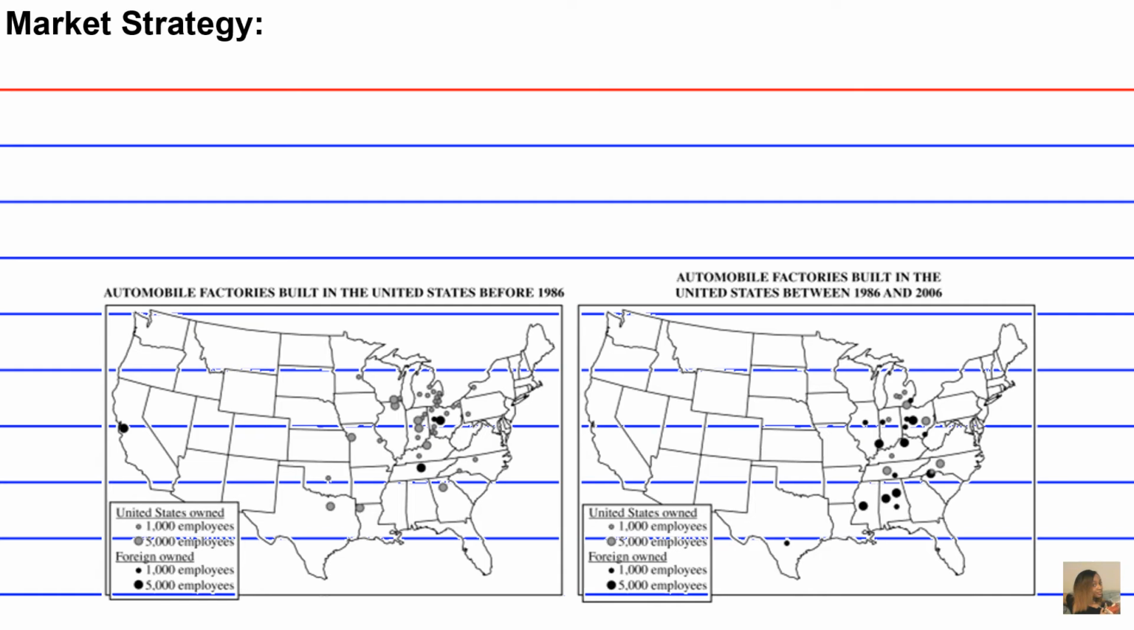A second factor has to do with marketing strategy, more so on the part of international firms rather than domestic firms. So I'll give you a moment to think over and formulate your answer. Okay?